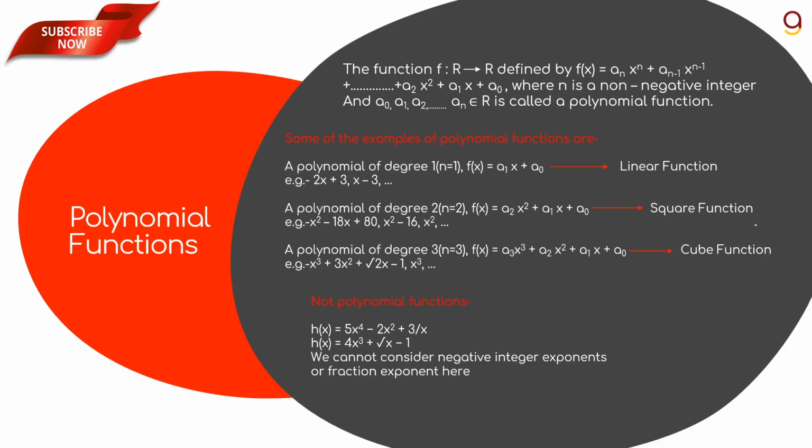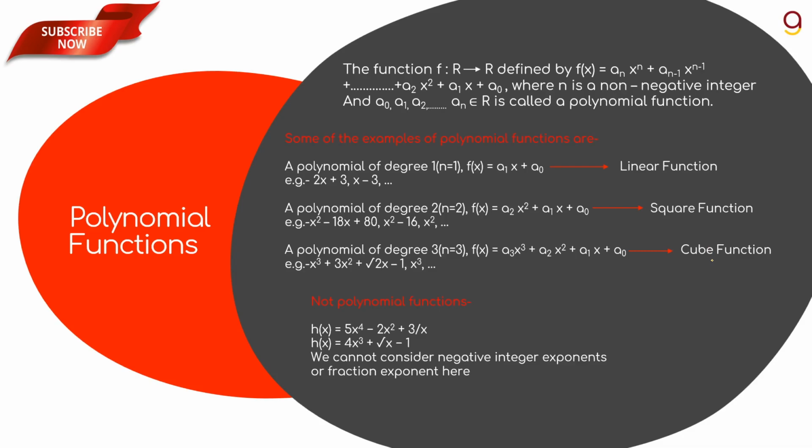So let's see some examples of cube function. x cube plus 3x square plus root 2 x minus 1, or you can say just x cube. This is an example of a cube function. So here we have seen about the linear function, square function and cube function. Linear functions are the polynomials with degree 1. Square functions are the polynomials of degree 2. And cube functions are the polynomials of degree 3.